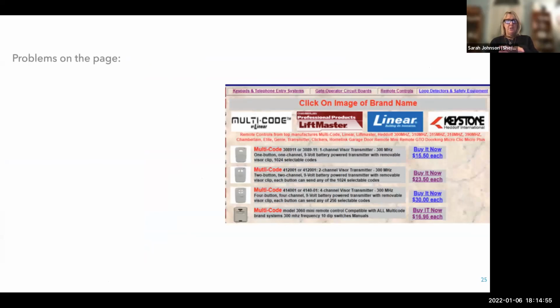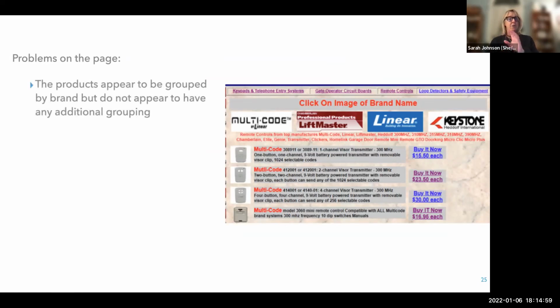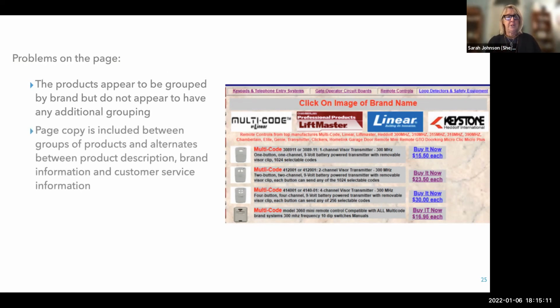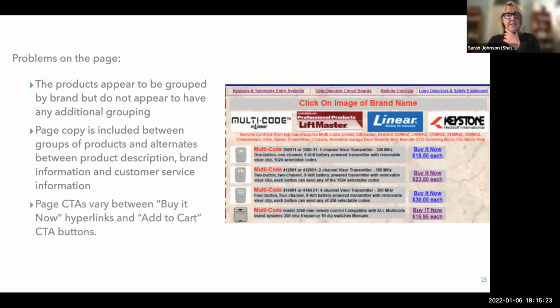So this was the page that was the remote control page that we were looking at. The problems on the page were that the products appear to be grouped by brand, but don't have any additional grouping. The page copy is included between groups of products, and it alternates between product description, brand information, and customer service information. So it's kind of all over the place. And then the CTAs vary between buy it now and hyperlinks added to the cart.